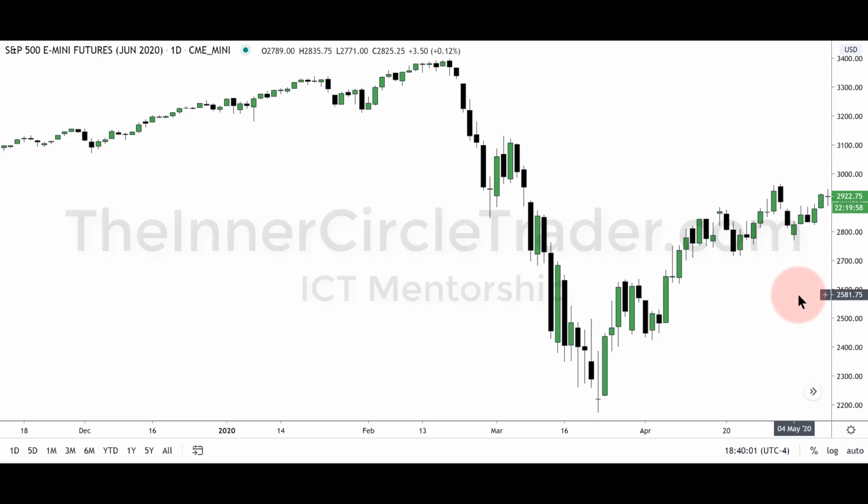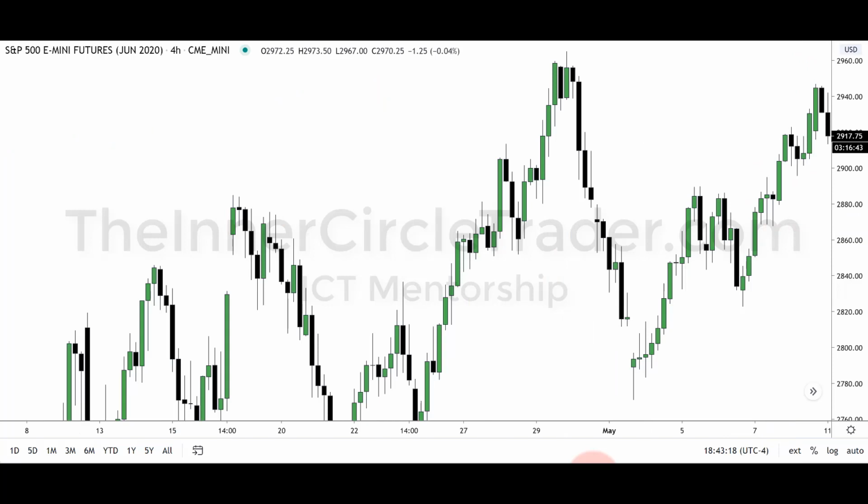I want to go down into May 11th and look at a 4-hour chart inside of this fractal here, so all of this price action right here. All right, we're going to go into a 4-hour chart and look at that. So here we have the 4-hour chart on the E-mini S&P futures. This is the June contract.